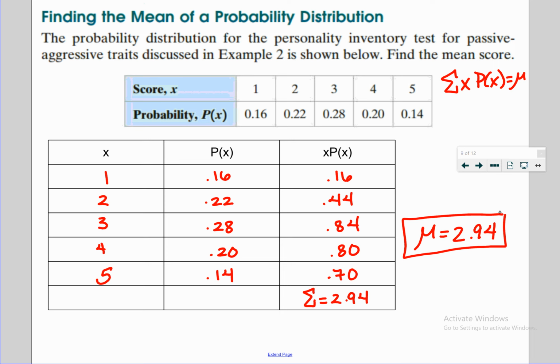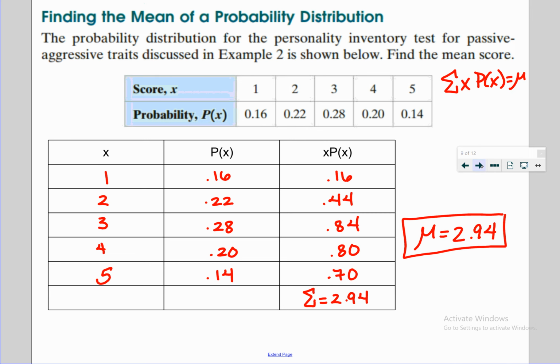Okay, so you really might not even need those first two columns. If you're given it in a table, you can just create a third row if you want to. Multiply the top row by the bottom row, then add up whatever you get in that bottom row. Questions finding the mean of a probability distribution table.